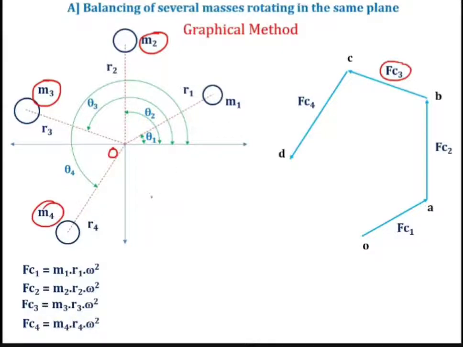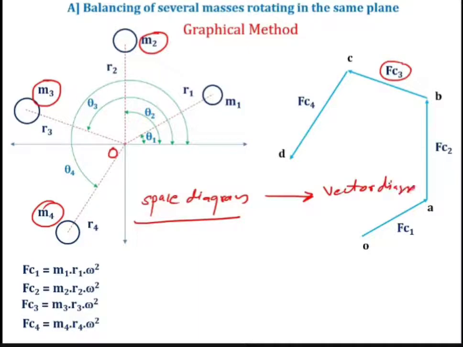So what is the first step? You have to draw the space diagram. Once you draw the space diagram, you have to locate these masses at the specific angles which are given, that is θ1, θ2, θ3, and then you will draw the vector diagram parallel to the space diagram. The lengths of the vectors OA, AB, BC and CD are calculated from Fc1, Fc2, Fc3 by taking some suitable scale. At the time of the example, you will understand this.